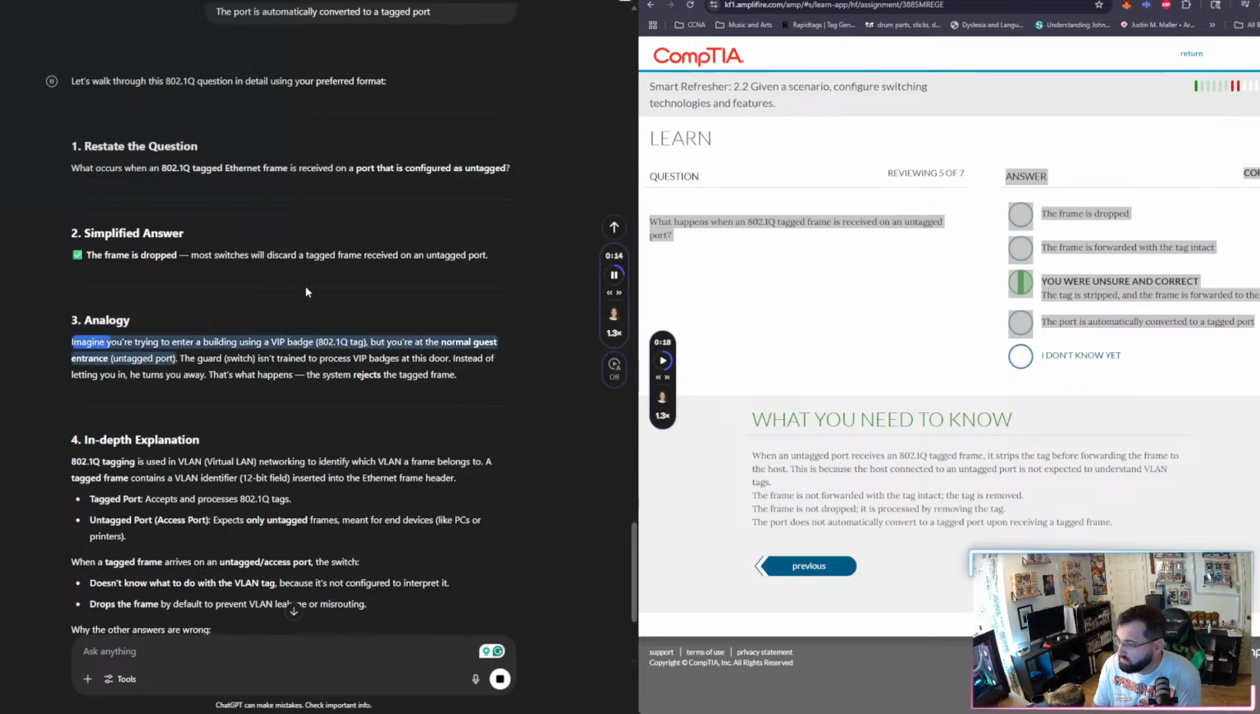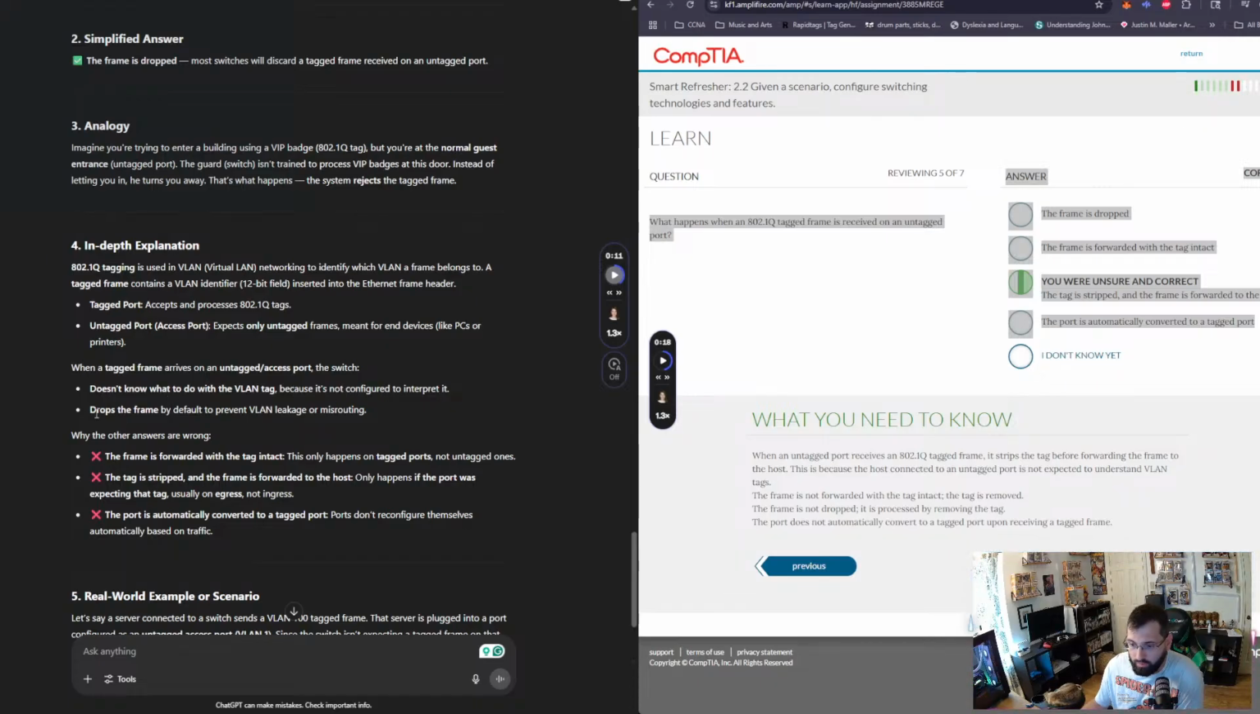Well, that is counterintuitive to what it is. It says the tag is stripped and the frame is forwarded to the host. Oh, the person who's trying to send it.